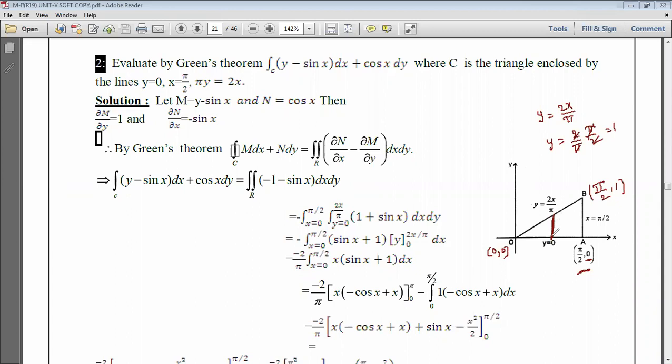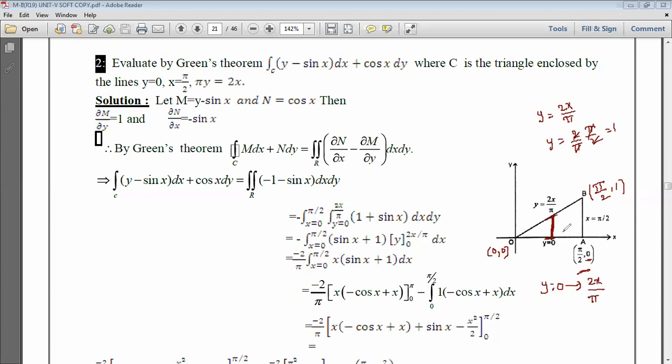It means you need to draw a line parallel to the y-axis, and now you need to see the limits. How do you see that? y should be in terms of x and x should be constants. Here, this is the bottom one and this is the top one. Where it enters, it is on the x-axis. On the x-axis, what about y? 0, right? And where it ends? On the line y = 2x by pi. So these are the limits of y.